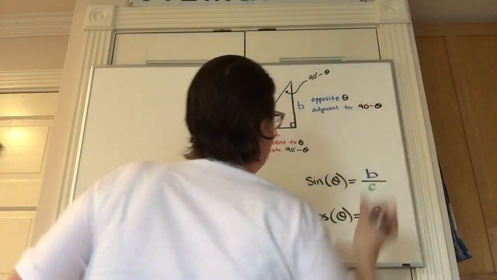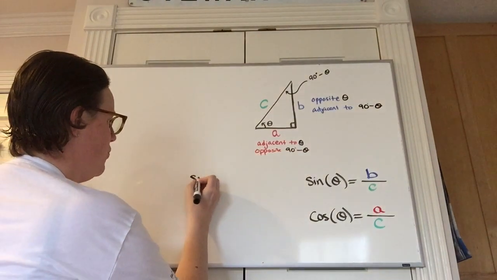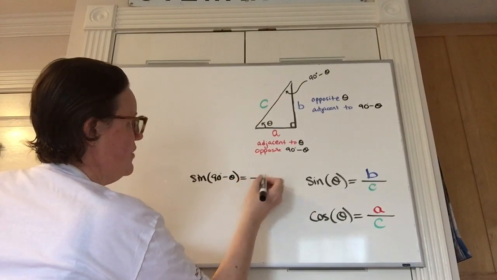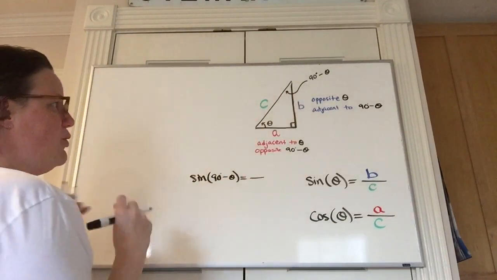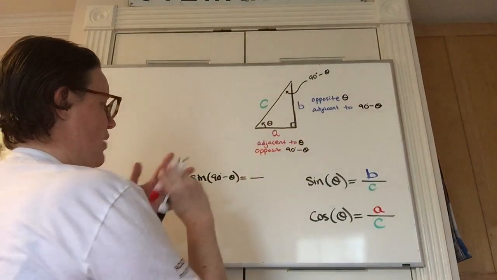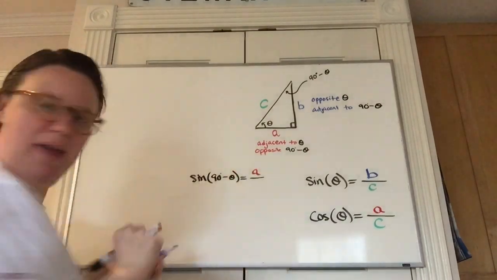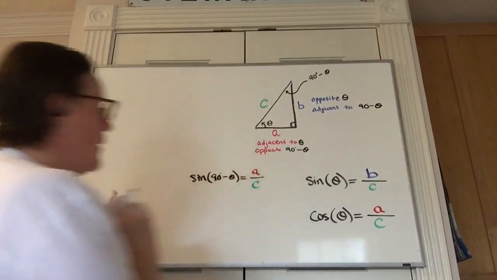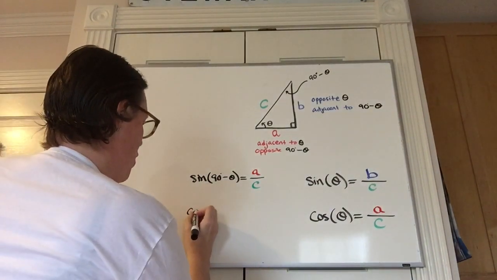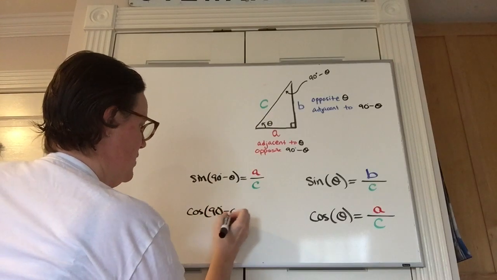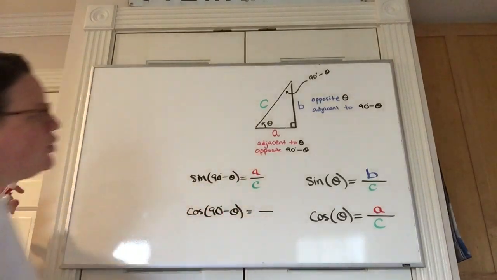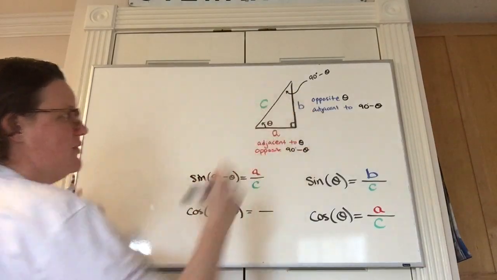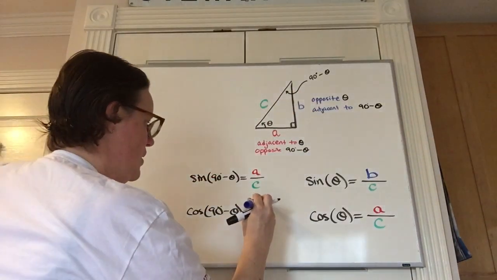Okay, so what does that mean? It means that if I wanted to write down the sine of 90 minus theta, I would just need to go opposite that angle, so that's side A, and then the hypotenuse is obviously still C. And then if I wanted to do the cosine of 90 minus theta, that should be the side adjacent to that angle relative to the hypotenuse, so that should be B over C.